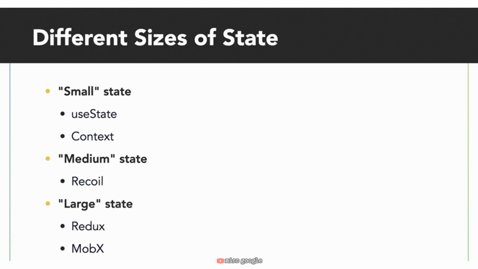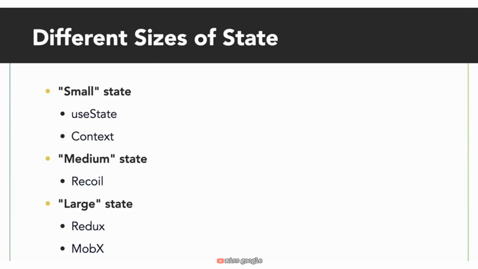And on the larger end of the spectrum, we have Redux and MobX, which specialize in handling state that is required by a large number of components and is generally part of a large application. And that's basically the spectrum of state sizes. Again, we're going to see how this all applies when we take a look at each of these tools in turn.